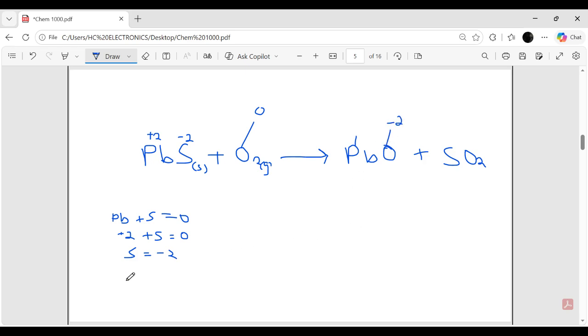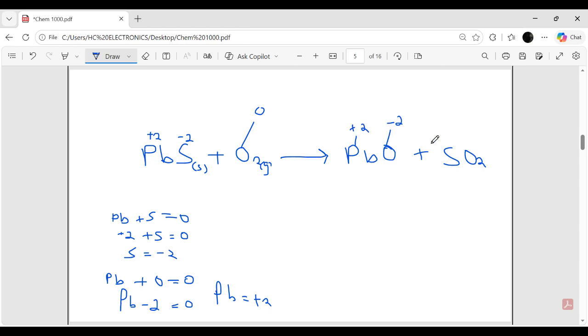So again, you do the same thing, Pb plus oxygen is equal to 0. Okay, so we're trying to check for Pb because we already know that oxygen is negative 2. Then Pb plus negative 2 is equal to 0. Okay, so the Pb is still the same as plus 2. So even here it's plus 2.